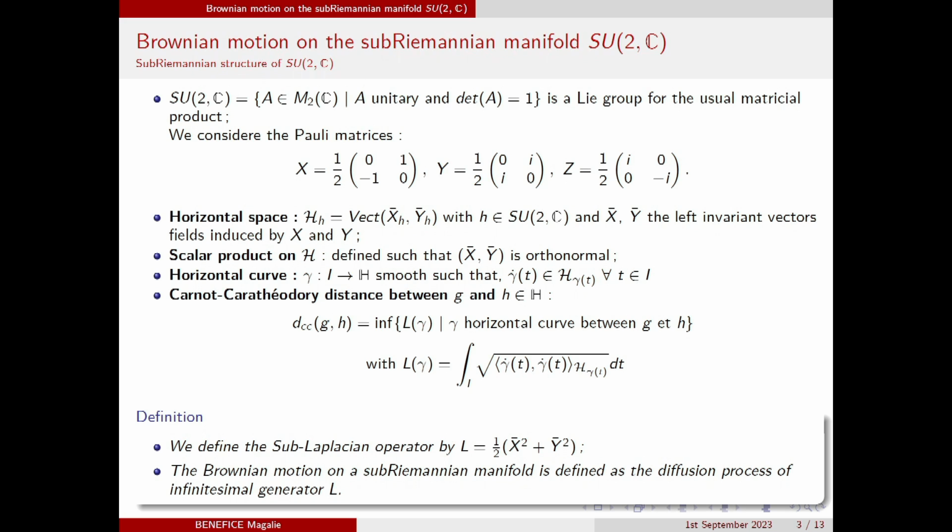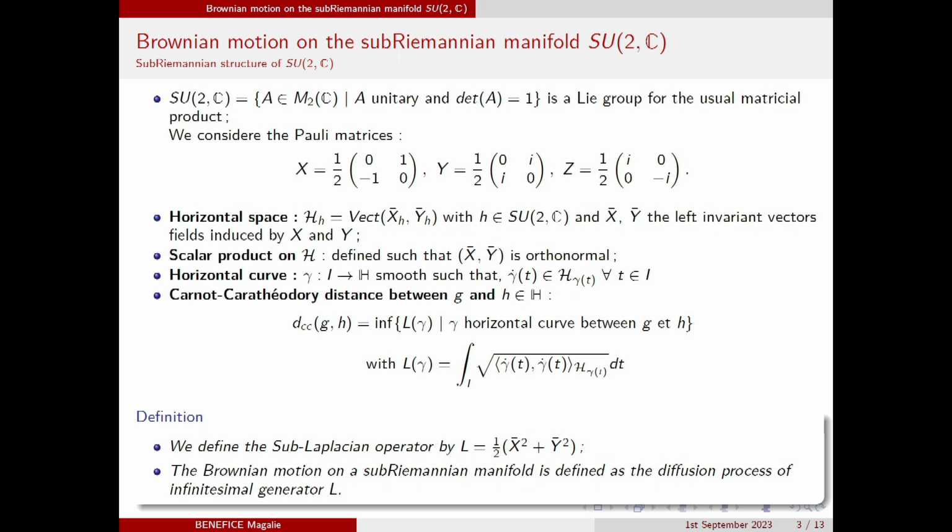So now we have a distance, and we will define an operator, just as we define the Laplace-Beltrami operator on a Riemannian manifold. The operator will be the sub-Laplacian operator, which depends on the x and y parts. So this is not an elliptic operator, this is a subelliptic operator. This is a hypoelliptic operator. This means that when you take a function g and you look at Lg, if Lg is smooth, then g is smooth too. So this is a family of operators.